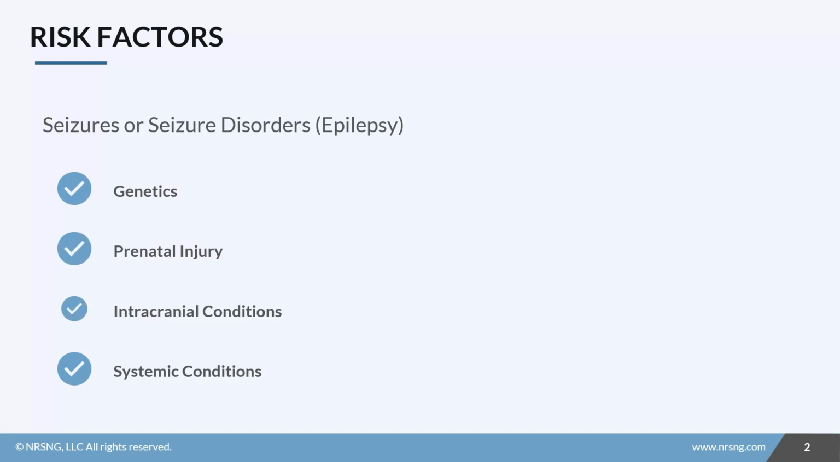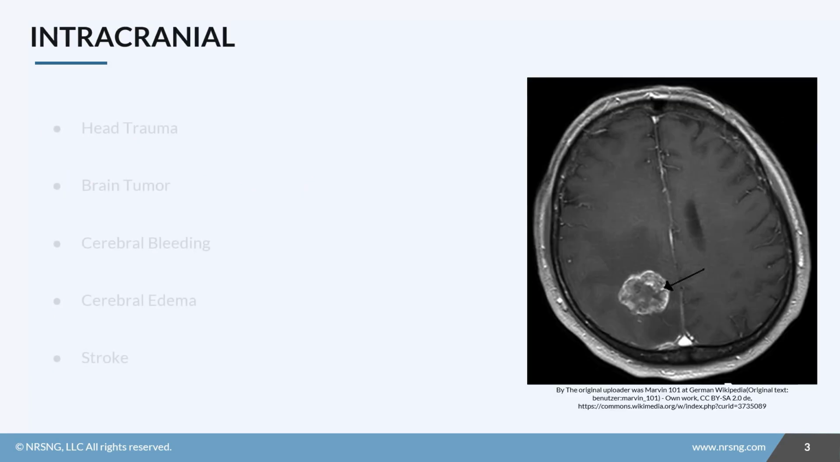Now, seizures or seizure disorders can be caused by non-modifiable risk factors like genetics, age, family history, etc., or also prenatal injuries like hypoxia can cause seizure disorders. But we'll also see conditions within the brain itself, as well as within the rest of the body system that can contribute to a patient's risk for seizures. So let's look at those conditions a little closer.